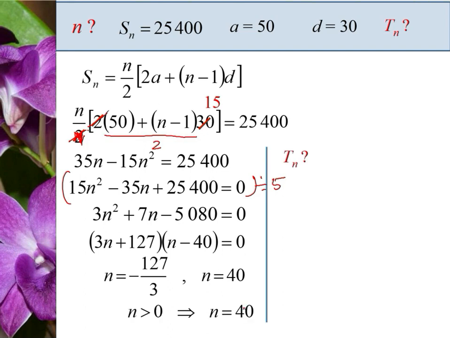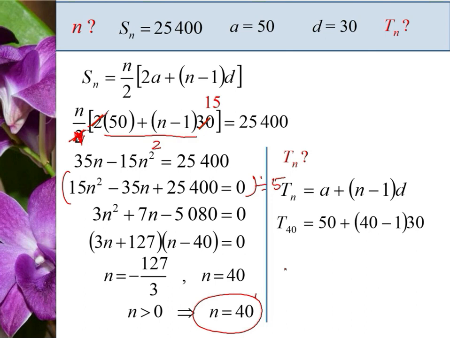To find the final installment, which is Tn, we know the formula of Tn and just substitute in the values of a, n and d here. We know the n now is 40, substitute it in and you get 1,220 for the final installment.